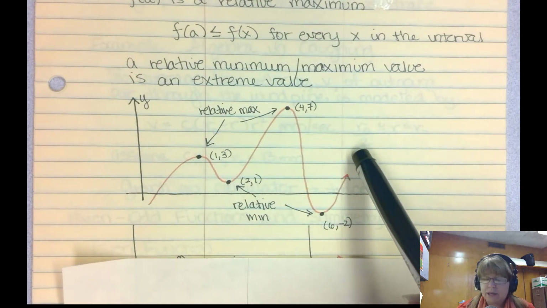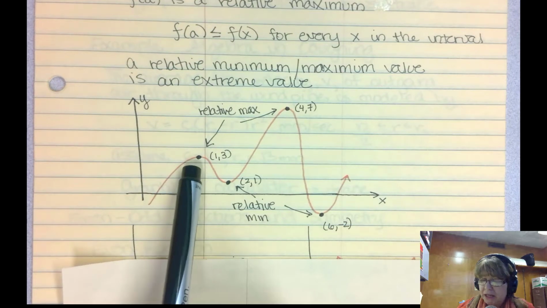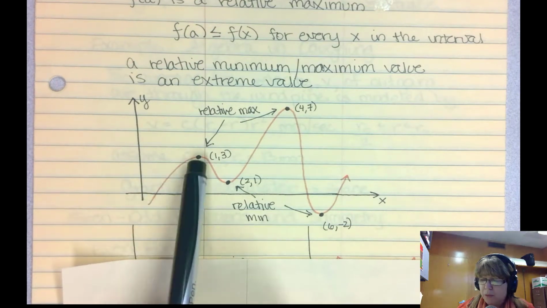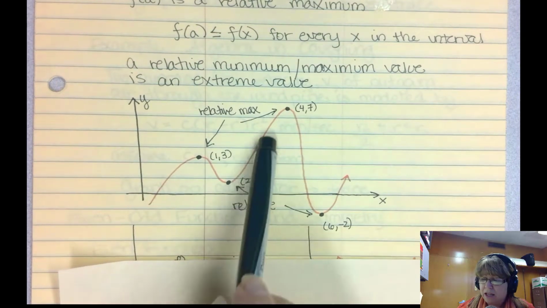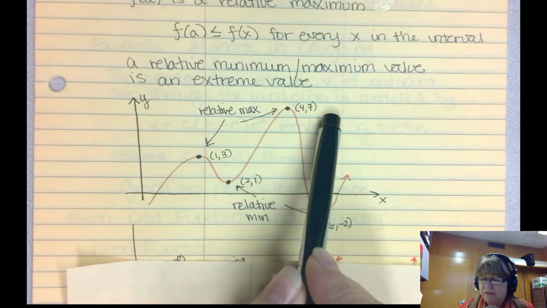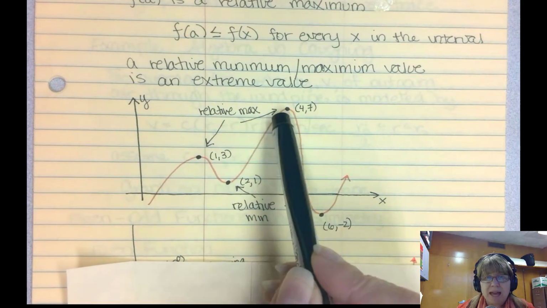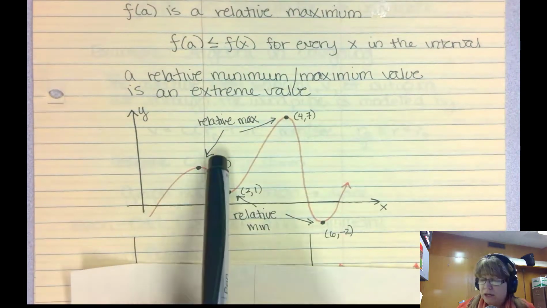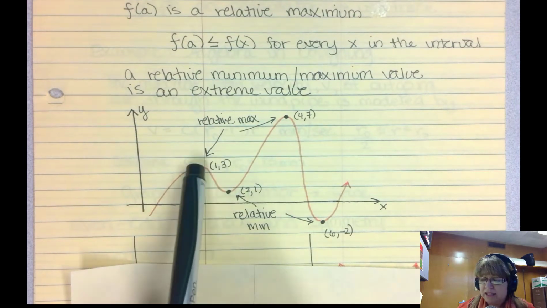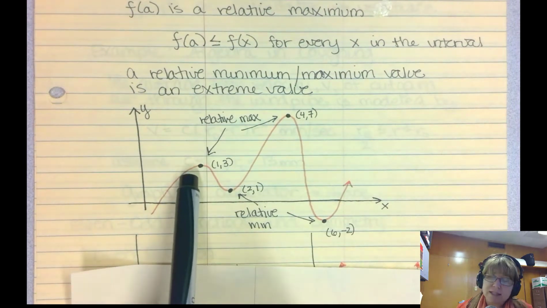Now, every time that we hit a peak, so we have a peak at (1,3), and then we dip down, and then we have another peak at (4,7). These are relative maximums. Every point around it, this one is the tallest one, or this is the highest one.